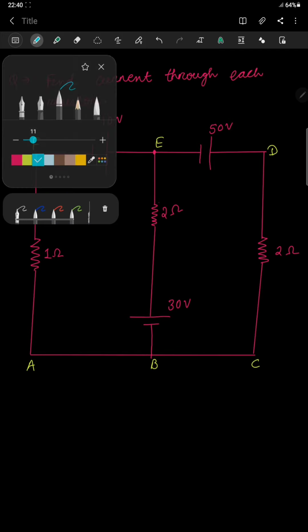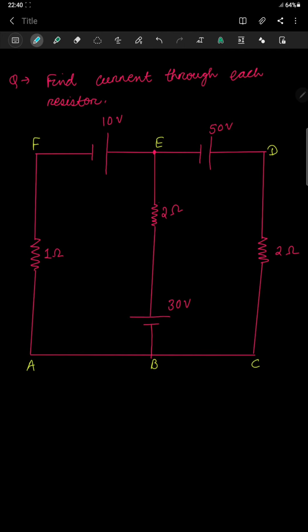So you will see here the closed loop. I was talking about a closed loop, so I have to apply KVL. A, B, E, F is a closed loop. Similarly, B, C, D, E is also a closed loop. Okay, so first, how to solve this?